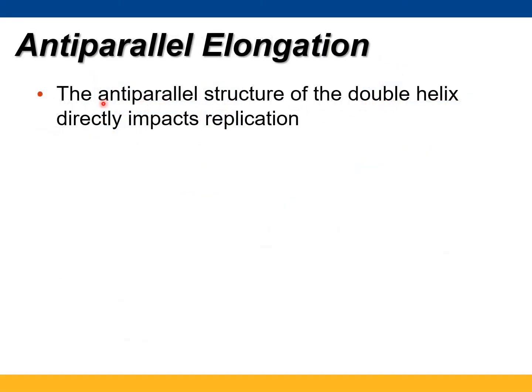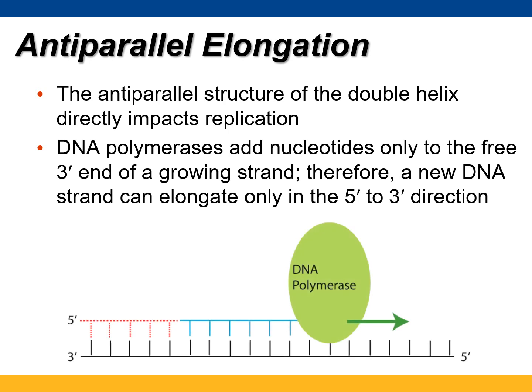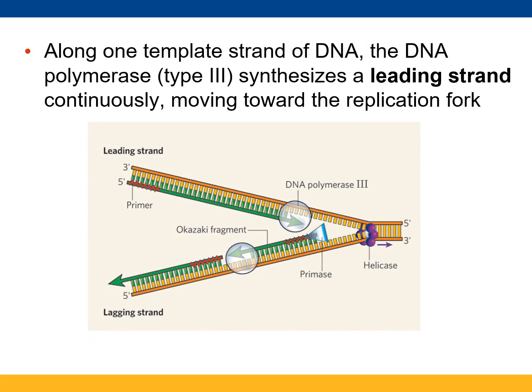Because it's anti-parallel, we have to overcome the issue of synthesizing 5 to 3 because we can't read 5 to 3 and synthesize 5 to 3. We can only read 3 to 5, synthesize 5 to 3. So DNA polymerase can only add to the 3' strand. It can only elongate in the 5 to 3' direction. So this is just fine here. But what about the other strand? The other strand works like this.